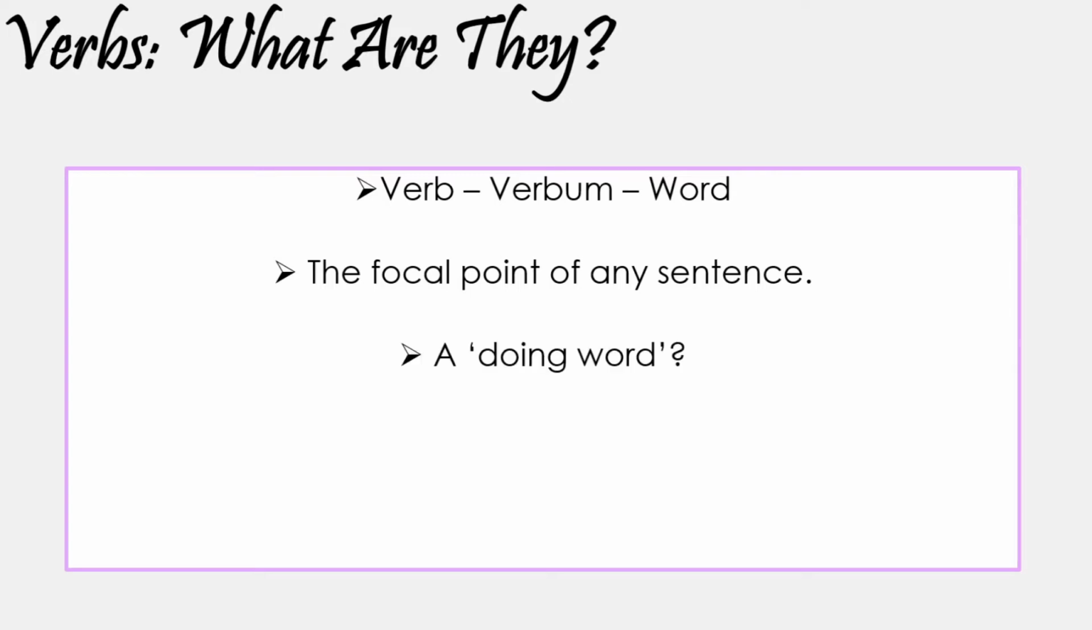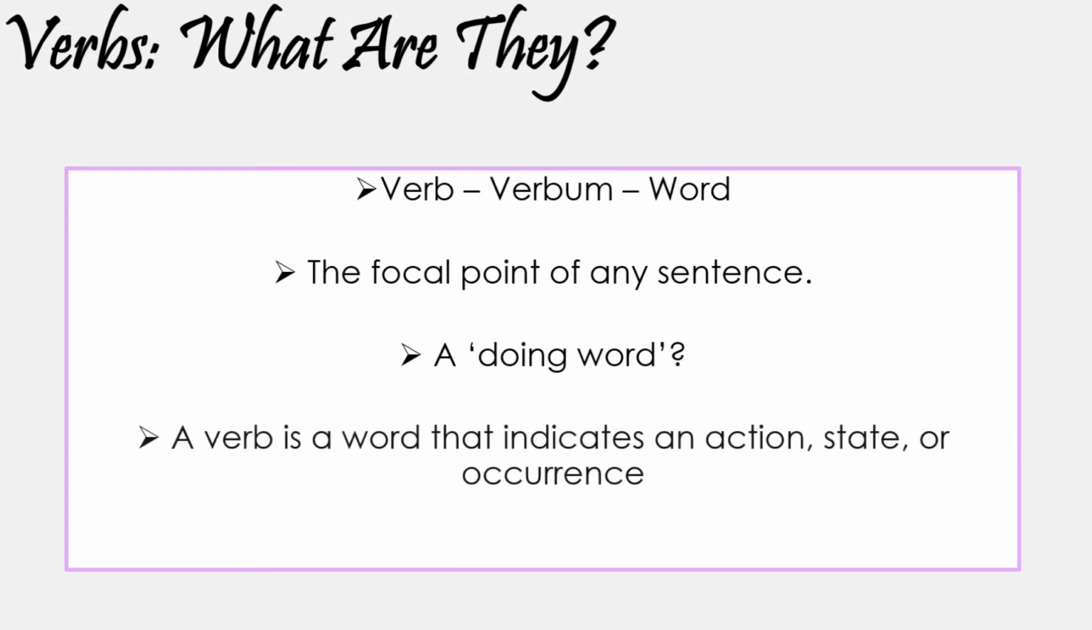Now, a lot of teachers say that a verb is a doing word, and that's kind of true. The verb, a lot of the time, is the action in a sentence. It's the thing that happens. For this video, we're going to be working with the definition that a verb is a word that indicates an action, state, or occurrence, and I'll explain why.